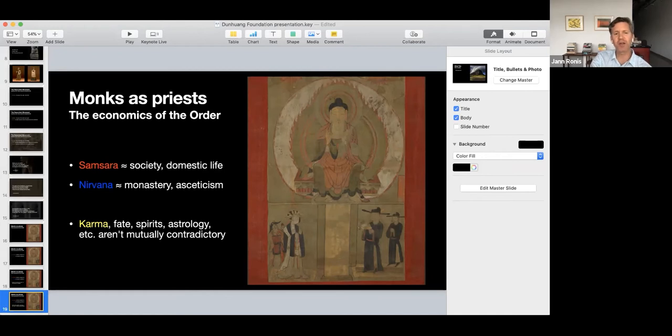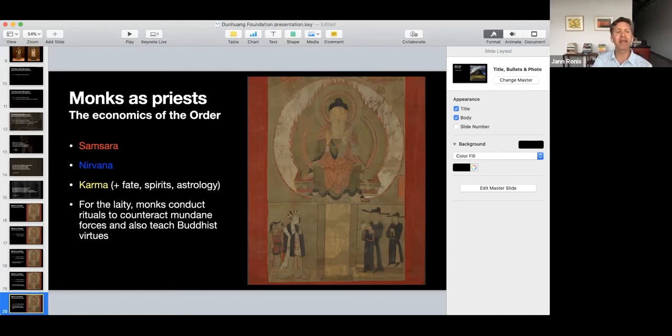All right, so now what's the point I'm driving at here? It's namely that the monks have to help the laity when it comes to their major issues. And their major issues are related to karma. How can they be good people in the world? But also, how can they deal with fate, spirits, and astrology? And so the way that the monks address this is by conducting rituals that counteract mundane forces. And by mundane, I mean worldly forces like spirits and the evil eye. And the monks also teach Buddhist virtues.